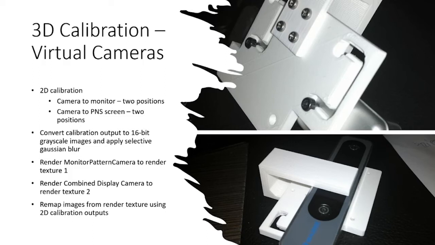Then you just apply OpenCV remap, where the inputs are the 2D calibration outputs obtained before, and you basically have a one-to-one image of the camera without using any camera.